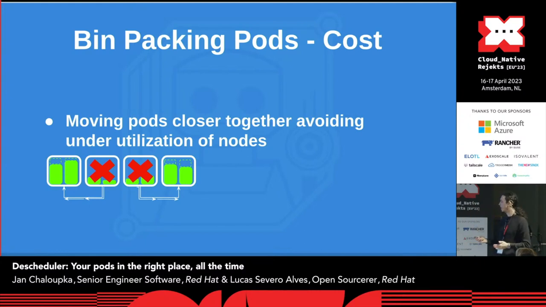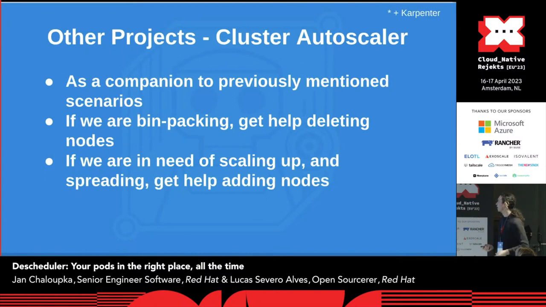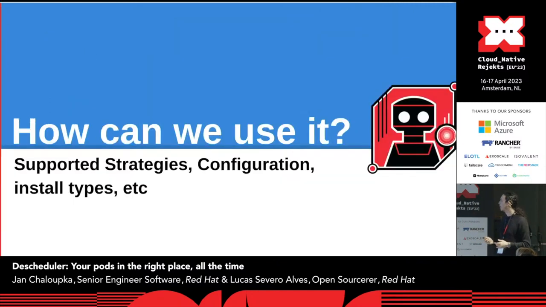and then you can use something else to remove the nodes. Exactly like that, as a companion to these scenarios, if you're bin packing pods, you want help deleting nodes, so probably you're thinking about cluster autoscaler or maybe Karpenter to help with that. Or if you need to scale up and have pods spread out on a lot of nodes, you want help adding nodes to your topology.